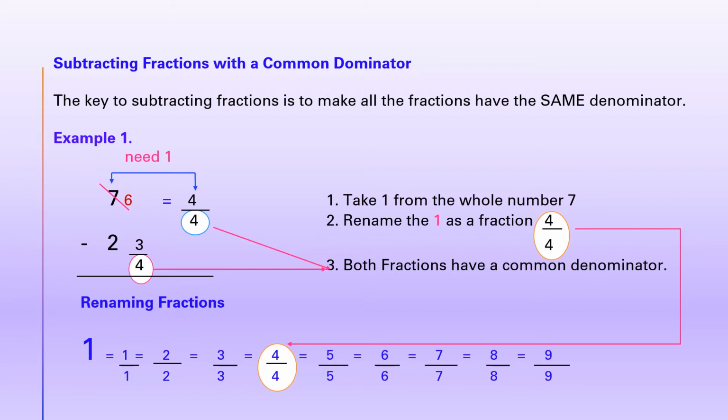So we take 1 out of the 7, leave 6. That 1, we rename it to quarters. Since its name has already been identified, these are quarters. And there is a renaming tool right down below. 1 becomes 4/4.